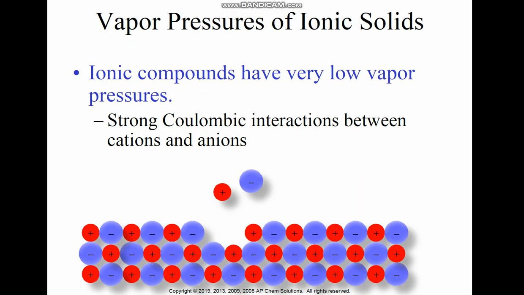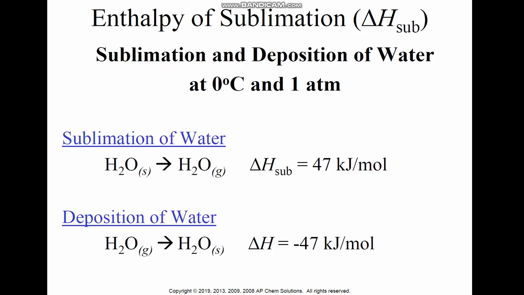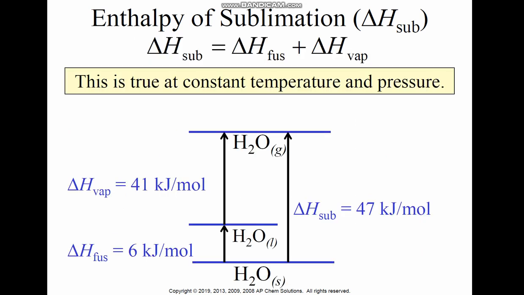Okay. Ionic compounds have very low vapor pressures. They have really strong Coulombic attractions between the cations and the anions. Because they have such strong intermolecular forces, they have low vapor pressures. So you just need to know the stronger the Coulombic attraction is between the molecules, the lower the vapor pressure is going to be. That means it's going to take more energy in order for the bonds to first stretch and then break. And here is just an example of the enthalpy of sublimation, and then a pictorial representation of your enthalpy of sublimation.